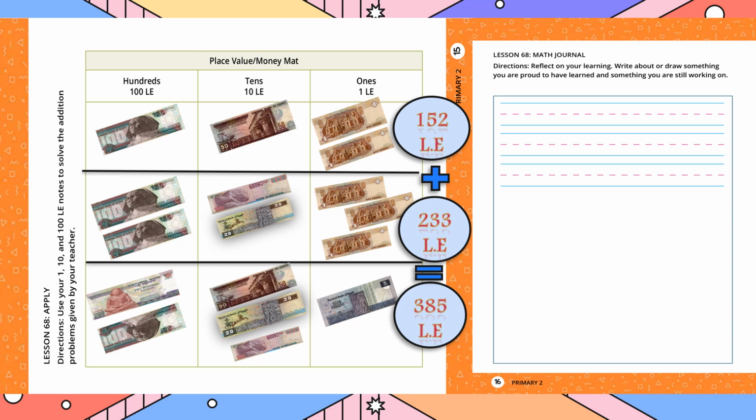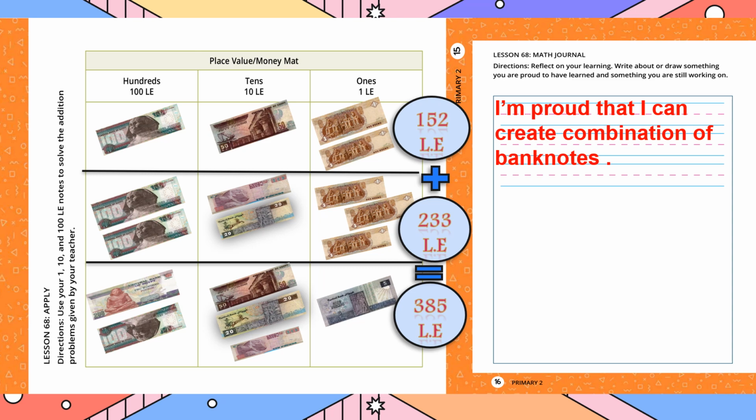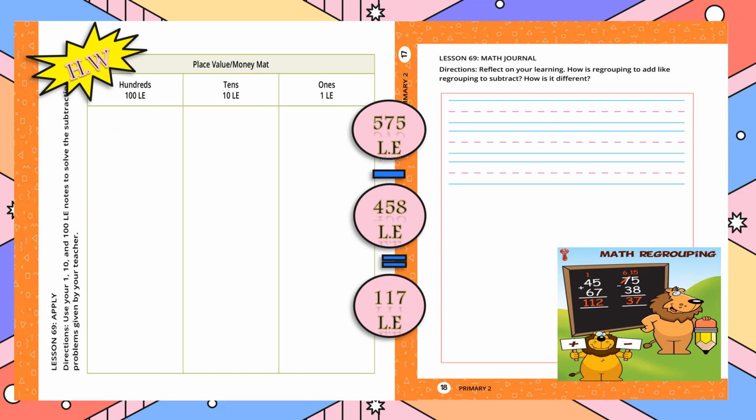Let's move to math journal. Reflect in your learning. Write about or draw something you are proud to have learned and something you are working on. I'm proud that I can create combination of banknotes. Let's move to lesson 69. This page is homework. You can make it as we made it before.